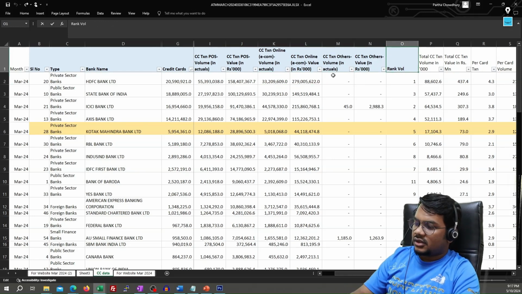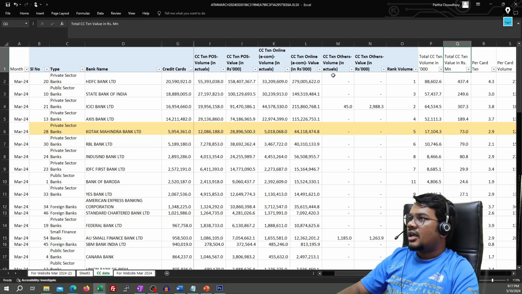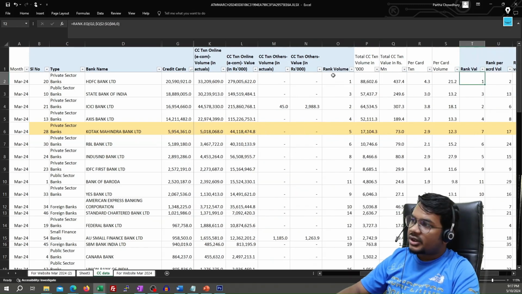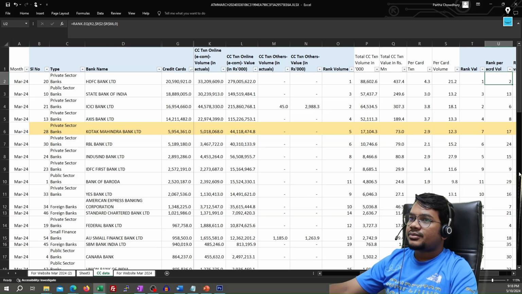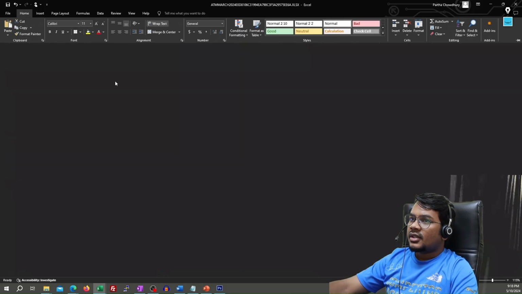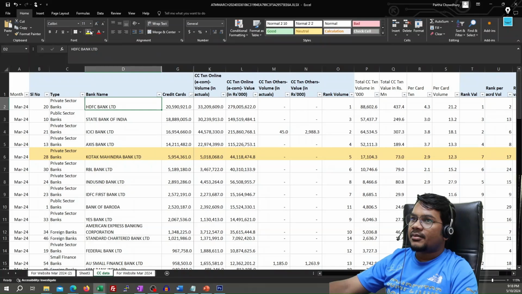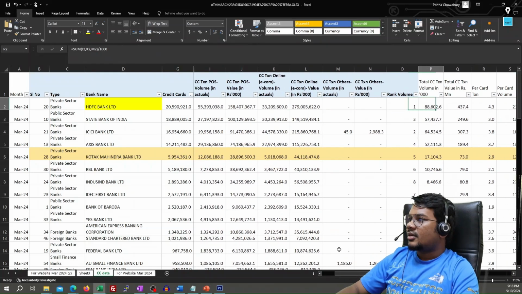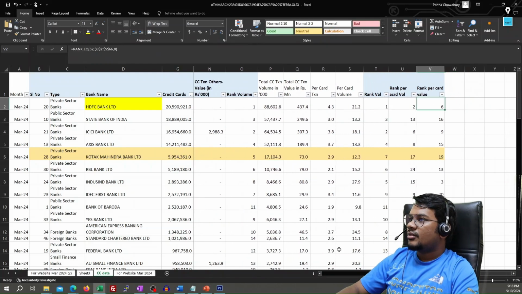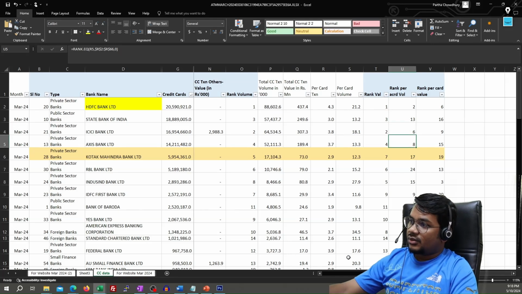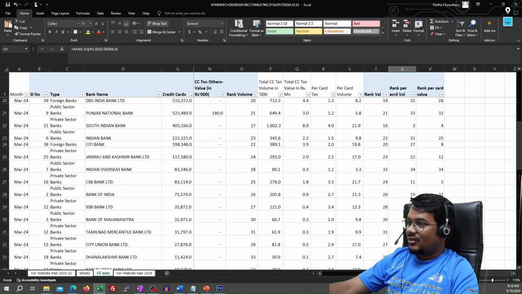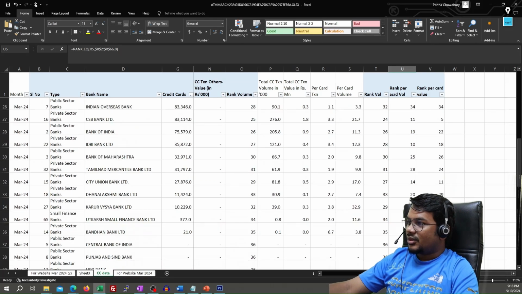If I just rename it rank of volume, and if I see rank of value, it is again number one. No surprise in that. Then let's highlight HDFC Bank separately. Rank of volume, rank per card volume is second. So who is the first? If you're wondering who is the first, you have to go down and see why it is so. So number one is someone else.